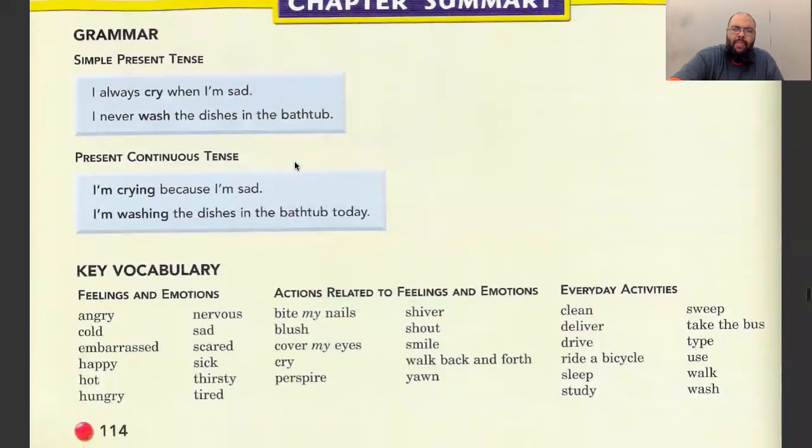Please repeat after me. I always cry when I'm sad. I never wash the dishes in the bathtub. That's the simple present tense. And then the present continuous tense. I'm crying because I'm sad. I'm washing the dishes in the bathtub today.